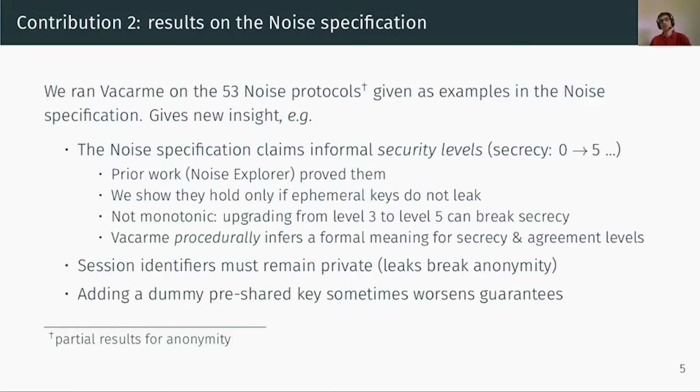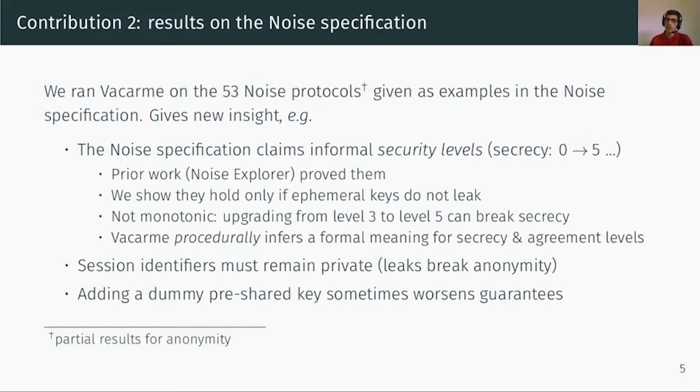First, the noise specification has a classification in levels of the security guarantees of a subset of noise protocols. For example, secrecy goes from level 0, no secrecy, to level 5, some sort of perfect forward secrecy. Those claims are informal and not proved. Prior work, a tool called Noise Explorer, proved that they are true, but we add that actually the description of these levels implicitly assumes that ephemeral keys cannot be compromised.